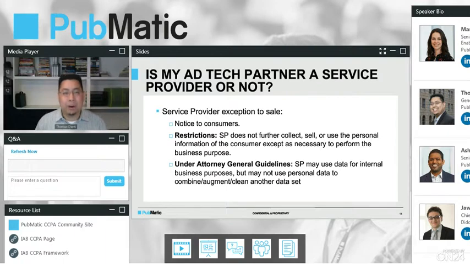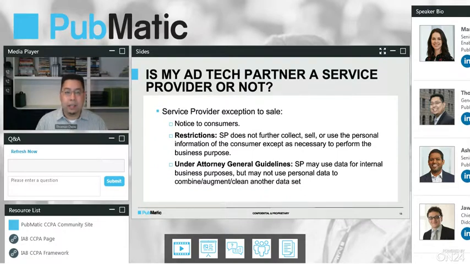Second, and more importantly, does signing that agreement really make your partner a service provider? A service provider has to contractually agree to only use data as necessary to perform the business purpose and not the service provider's own purposes. The Attorney General's draft guidelines give a little bit more leeway for a service provider to use data for internal purposes, but clearly restricts data from being used to augment or clean or enhance another data set.